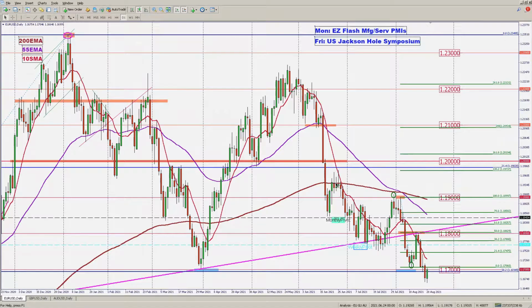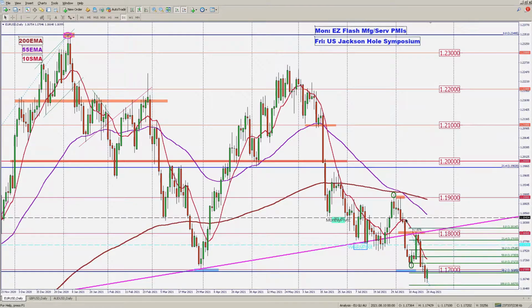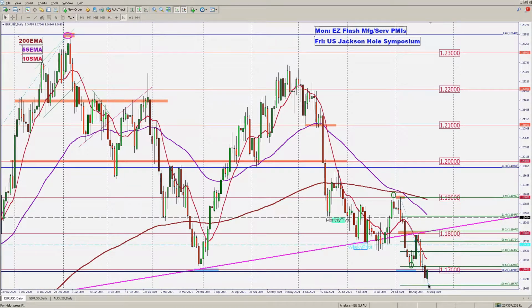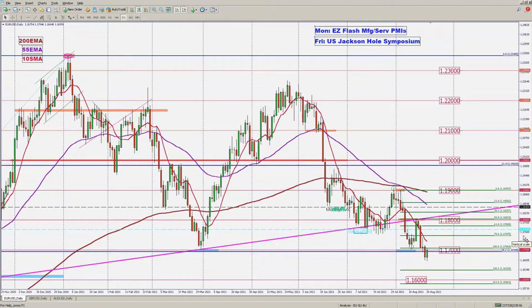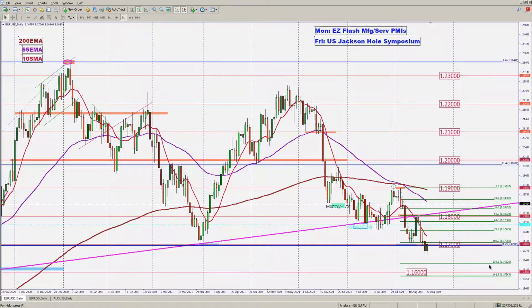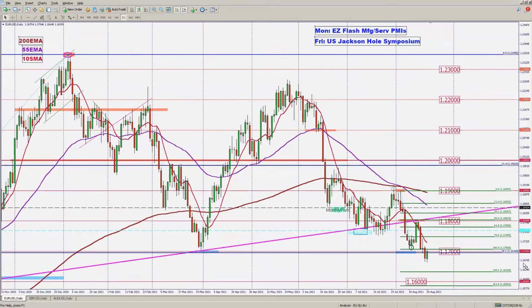So now we can actually change this fib to flip it the other way around, to find the extension levels. And the 138 fib extension is at 116.32, and the 162 fib extension is at 115.86. So just below the 116 round figure. That's going to be our key support zone.